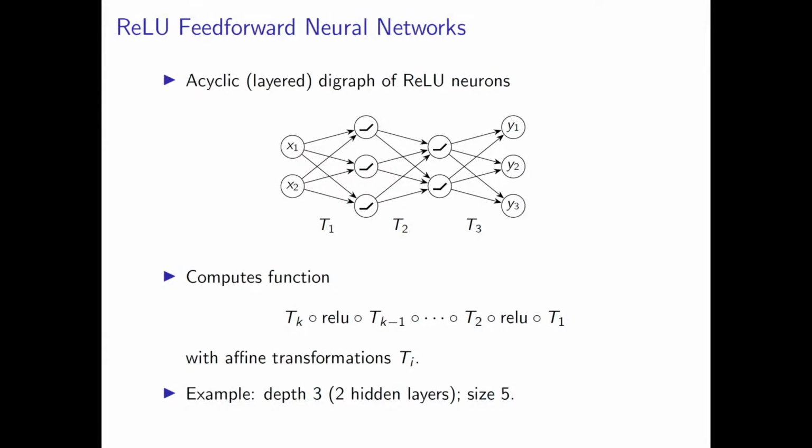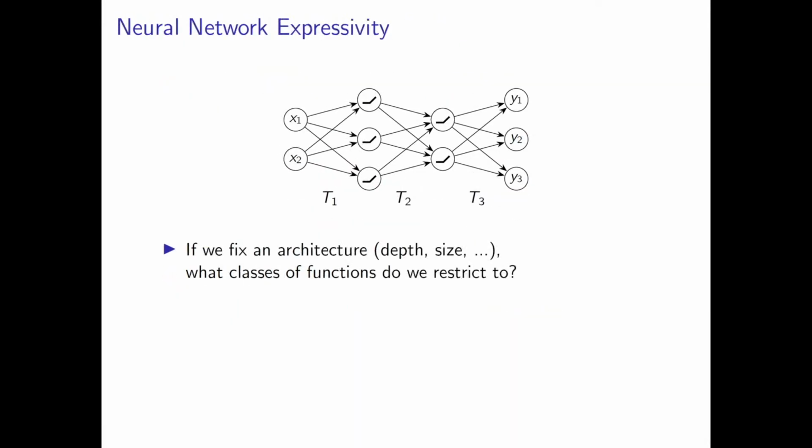Good. Why is this so important? This is so important because I'm going to talk about expressivity. And what does expressivity mean for me? It means if we fix an architecture, like the depth or the size of the ReLU neural network, what functions can we represent? So what if we decide, OK, we want to use depth 3 neural networks, what classes of functions can we represent with them?